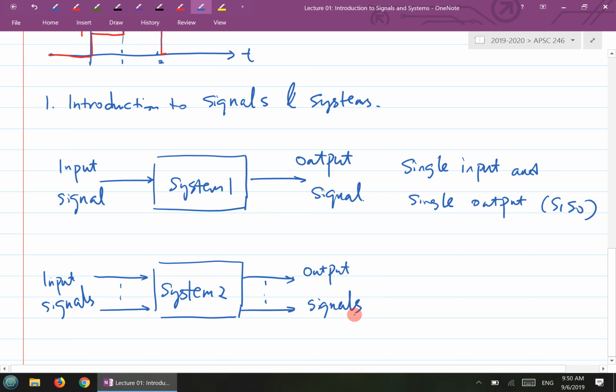So that's a typical reality. A lot of systems are just like this. You can put many inputs into the system, and the system produces many outputs. For this system, we call that a multi-input multi-output system, in short, a MIMO system. When you are doing control, if you go to graduate study in control systems, often you're dealing with MIMO systems.